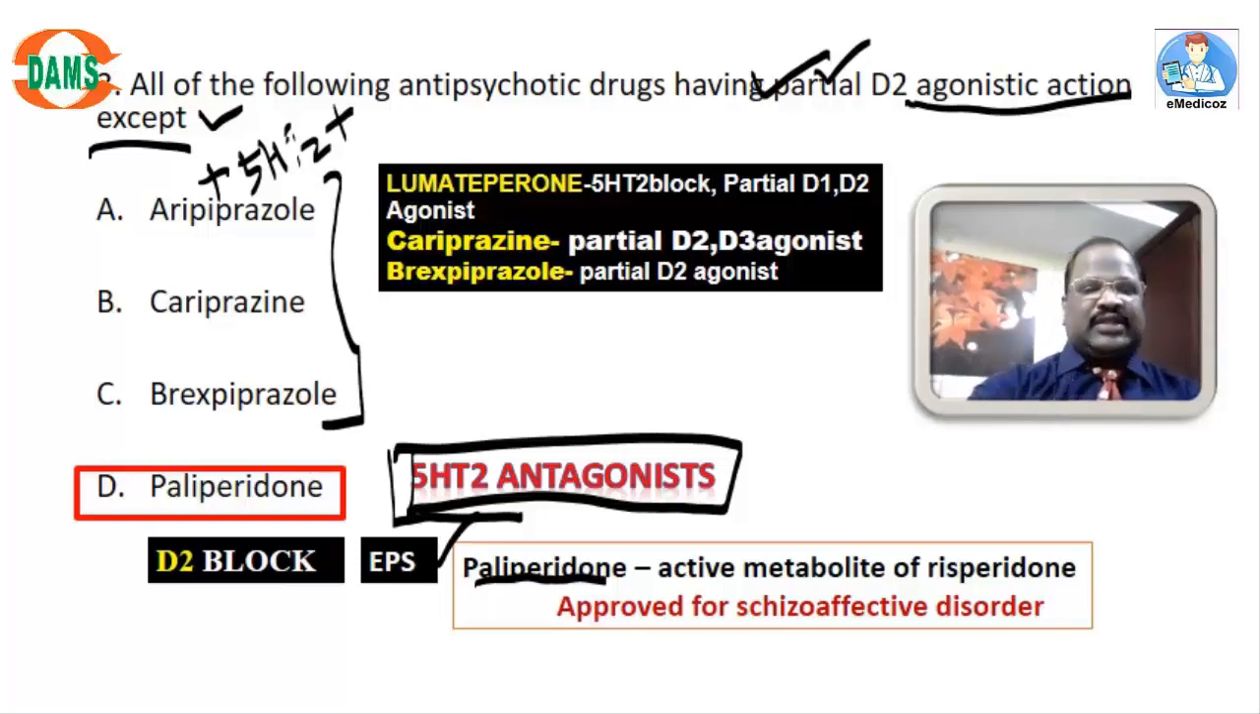And then three more newer drugs. Lumateperone is a 5-HT2 blocker with partial D1, D2 agonism. Cariprazine additionally has partial D2, D3 agonism property. Then brexpiprazole has partial D2 agonism property. So usually antipsychotic means it should be a D2 blocker. But there are some atypical antipsychotics additionally having D2 agonism property. This is a very important point.